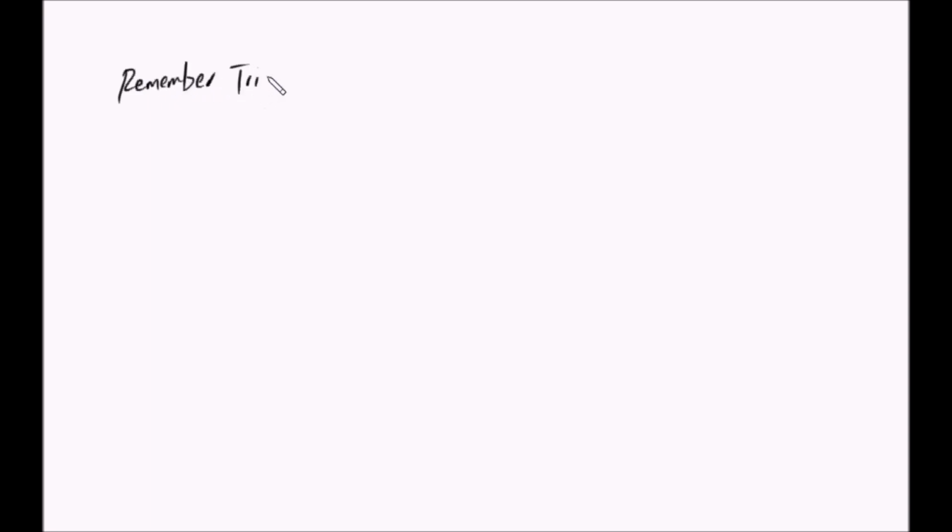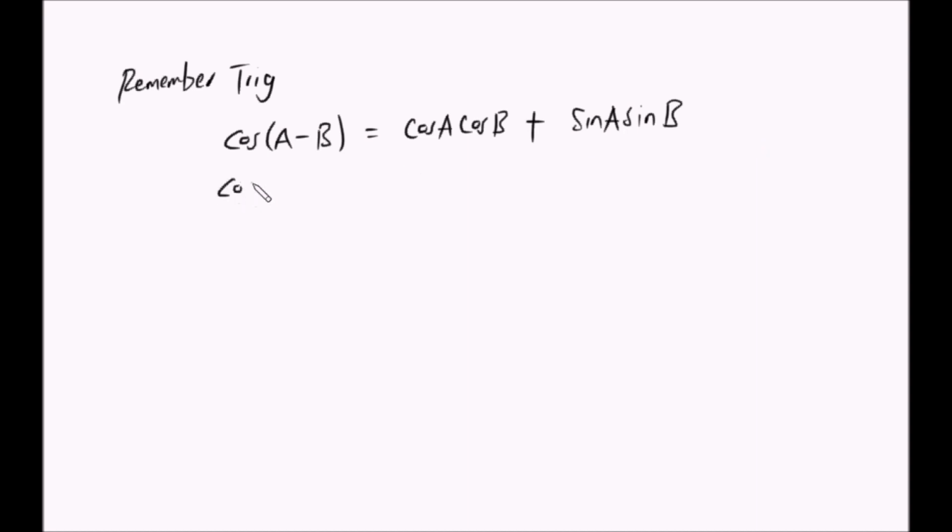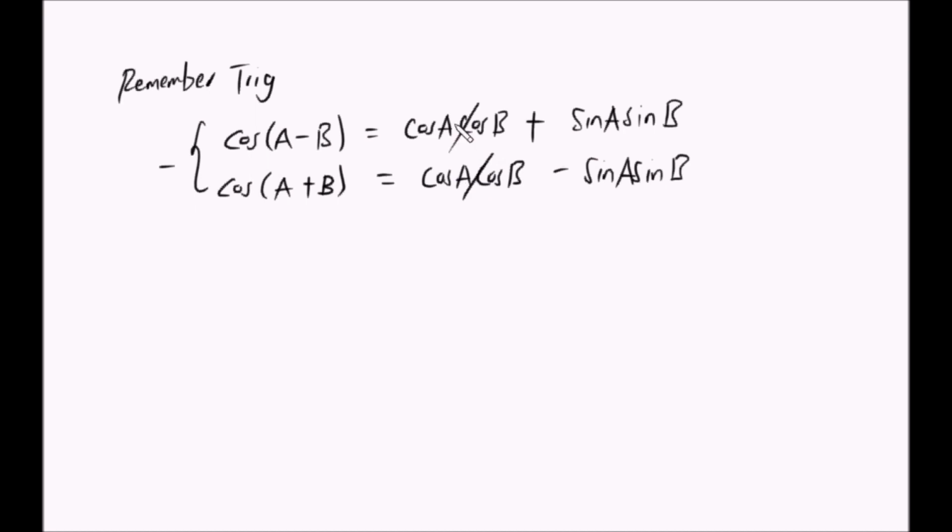So remember trig. We said that cos of A minus B is cos A times cos B plus sin A times sin B. This we learned in trig in Form 4, but we also learned that cos of A plus B is cos of A times cos of B minus sin of A times sin of B. So you can see here, if I take the top minus the bottom, cos A cos B cancels with cos A cos B because this minus this is 0.